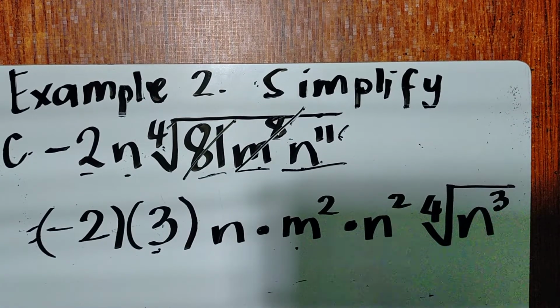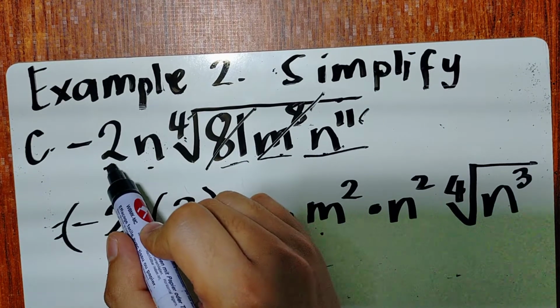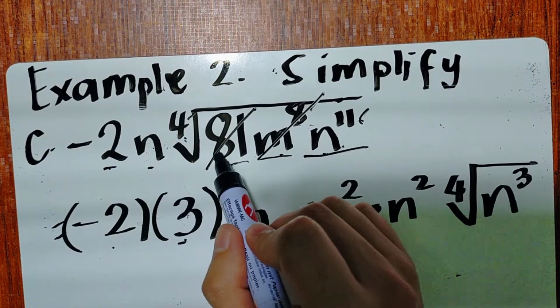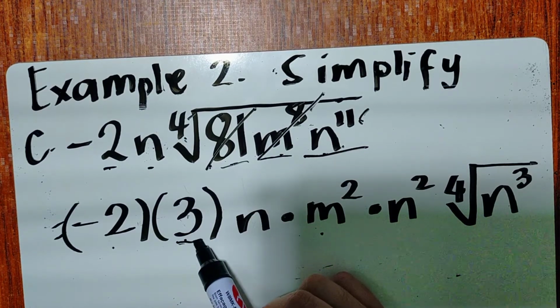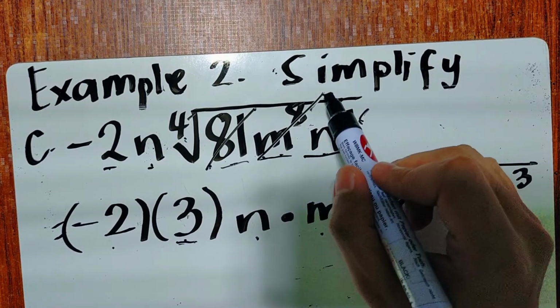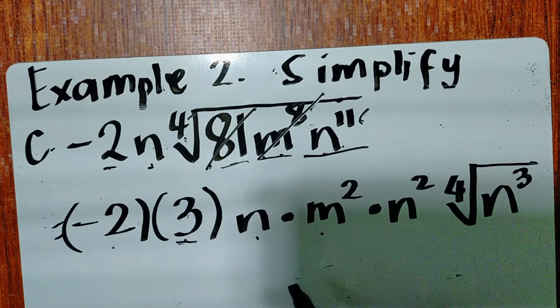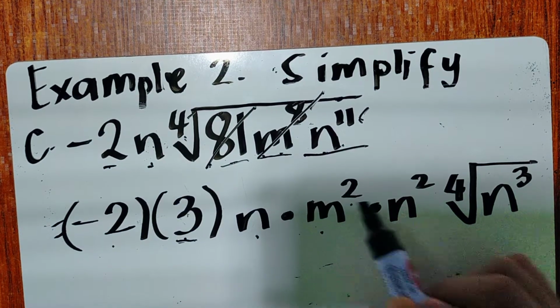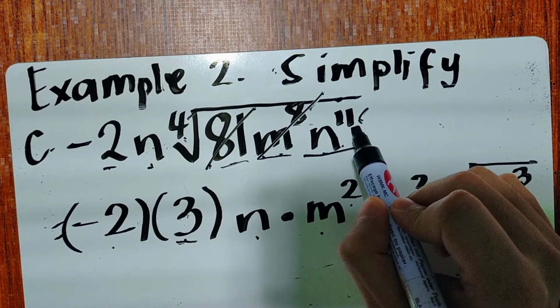So, next. Ulitin ko. Kinopya lang natin yung negative 2. Then, ilabas natin yung 81. Yung fourth root ng 81, which is 3. Then, kinopya ko lang ulit yung n. Yung m naman na may exponent na 8, dinivide ko sa 4. Dahil yun yung index, naging 2. Okay? So, since ito hindi siya sakto, kunin na lang natin kung ilan yung pwede niyang makuha.